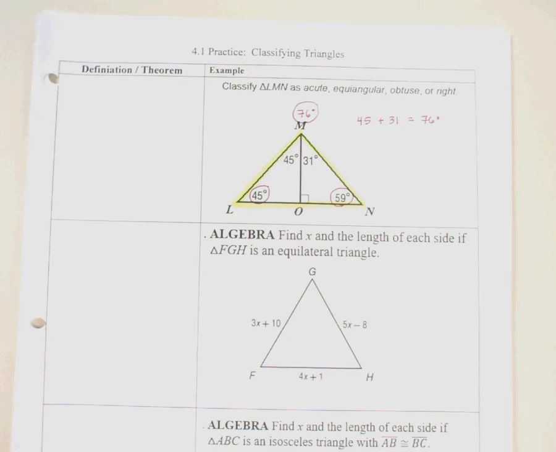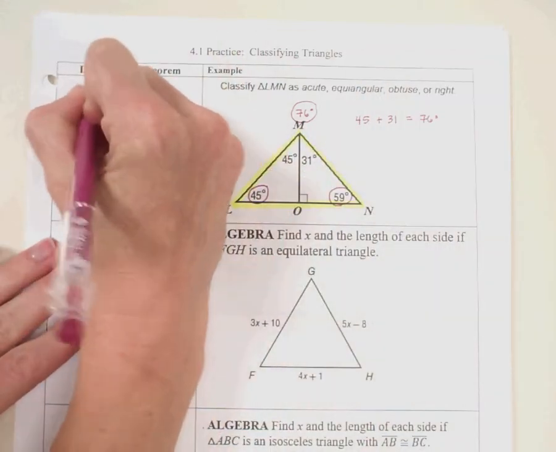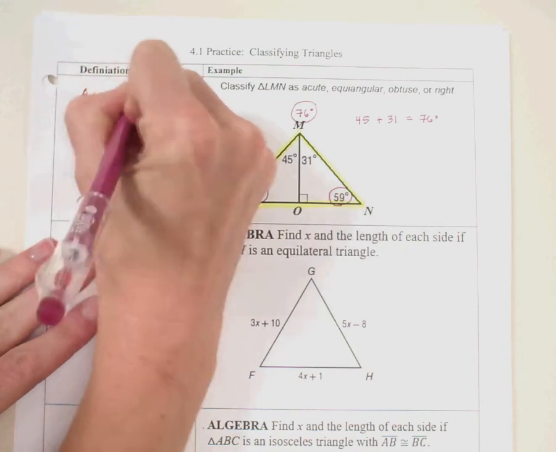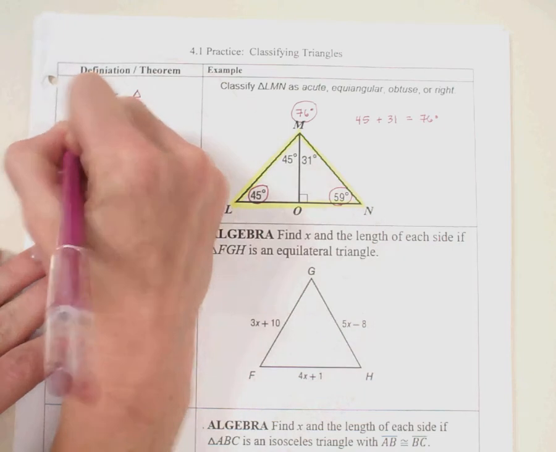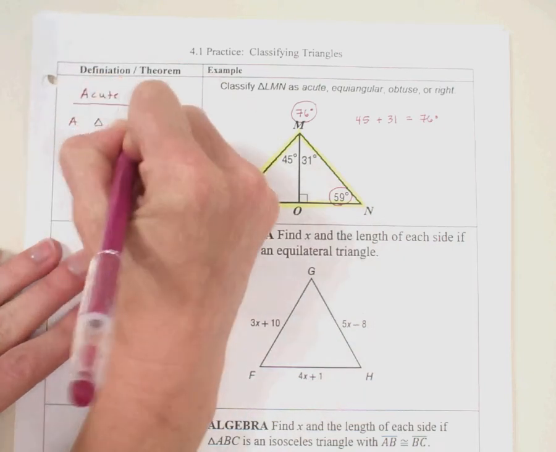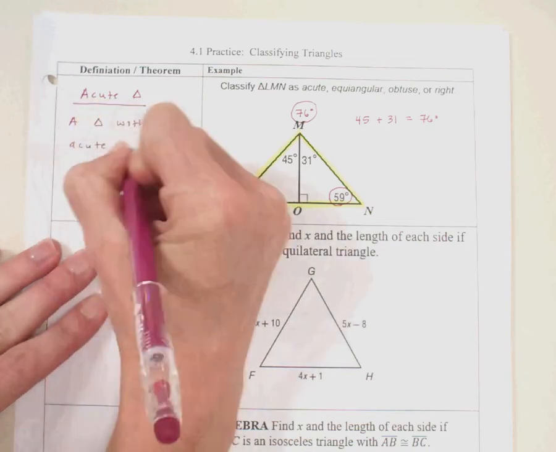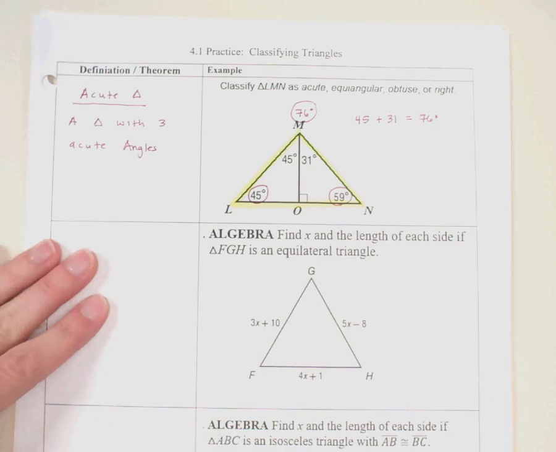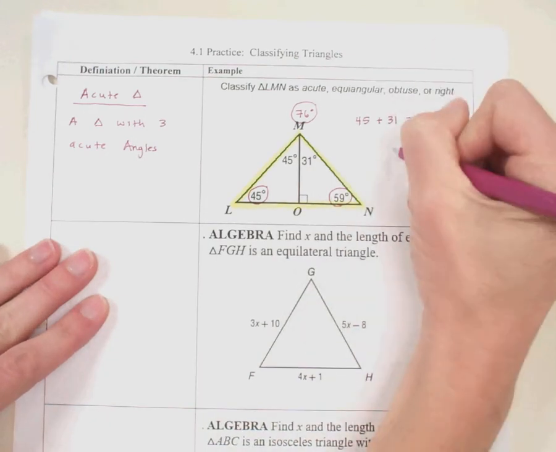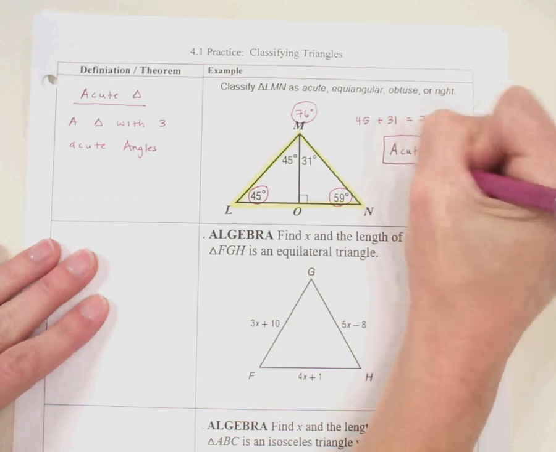So when I'm looking at definitions and theorems to help me solve the problem, I know the following. This is a definition: an acute triangle is a triangle with three acute angles. Since my triangle LMN has three acute angles, this represents an acute triangle.